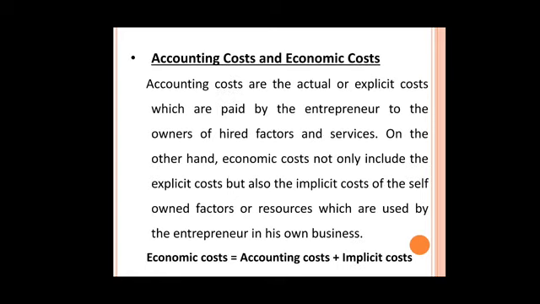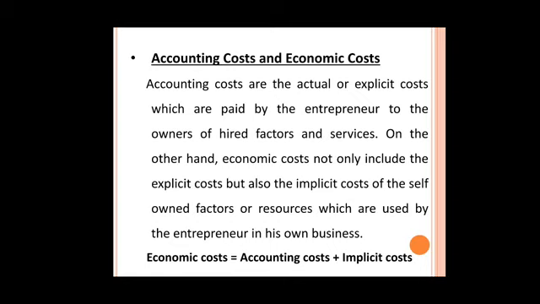Now, coming to another important concept, that is the accounting costs and economic costs. Students, accounting costs are the actual or explicit costs which are paid by the entrepreneur to the owners of hired factors and services. An accountant will take into account only those costs which involve cash payments to others by the entrepreneur of the firm. But an economist's point of view of cost is somewhat different.